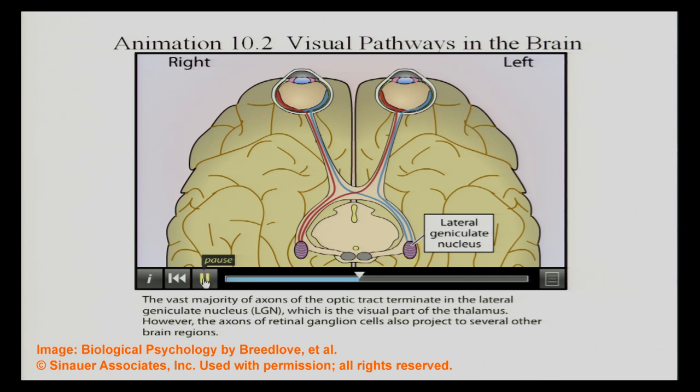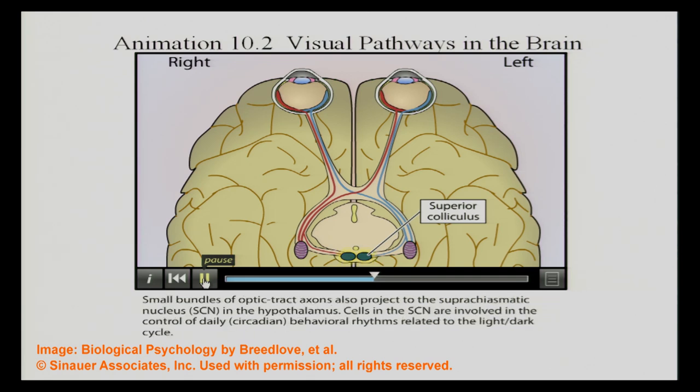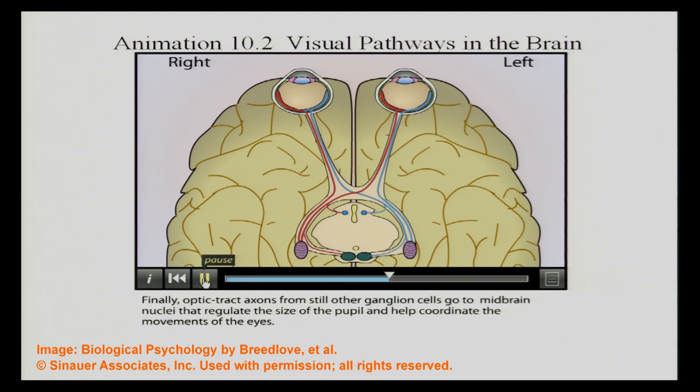However, the axons of retinal ganglion cells also project to several other brain regions. Some axons of retinal ganglion cells extend to the superior colliculi, a paired structure on the roof of the midbrain. The superior colliculi help coordinate rapid movements of the eyes toward a target. Small bundles of optic tract axons also project to the suprachiasmatic nucleus in the hypothalamus. Cells in the suprachiasmatic nucleus are involved in the control of daily or circadian behavioral rhythms related to the light-dark cycle. Finally, optic tract axons from still other ganglion cells go to midbrain nuclei that regulate the size of the pupil and help coordinate the movements of the eyes.